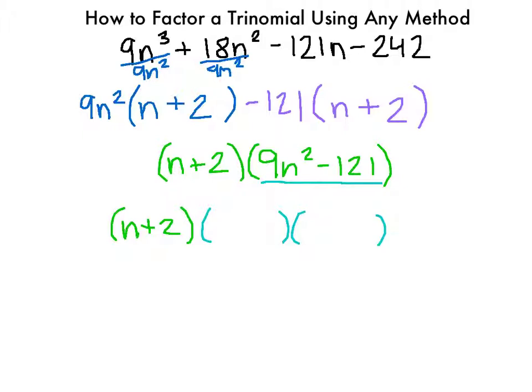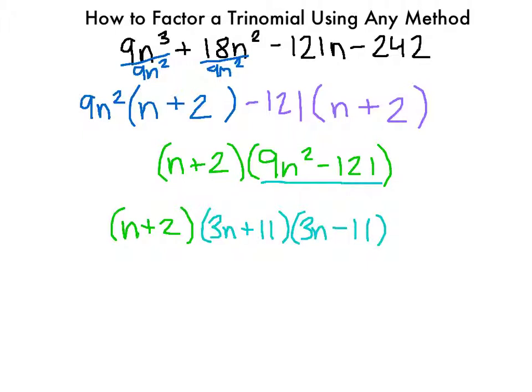What you do is you take the square root of the first term. The square root of 9n squared is 3n. So you put 3n first. Your signs in between are always going to be plus and minus. And then you take the square root of 121. Ignore the negative, it's taken care of for you in the formula. So the square root of 121 is 11. So you put that last.